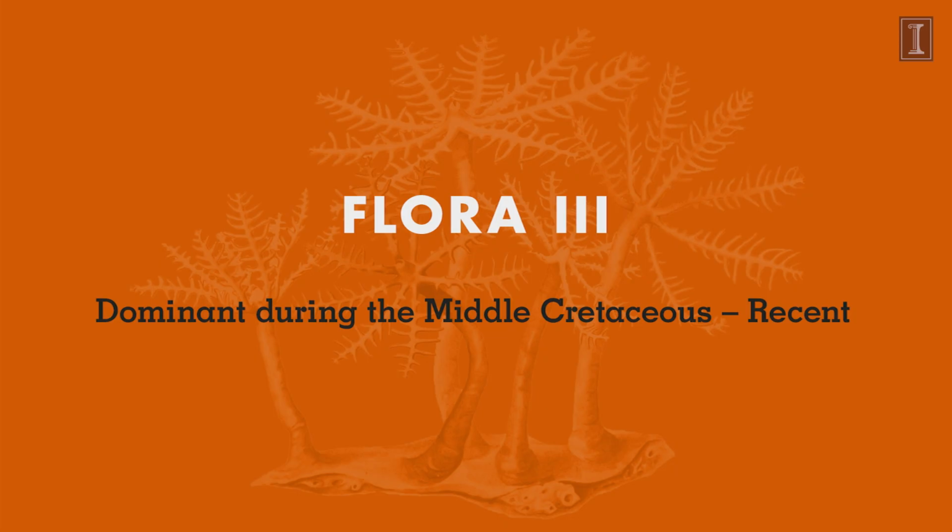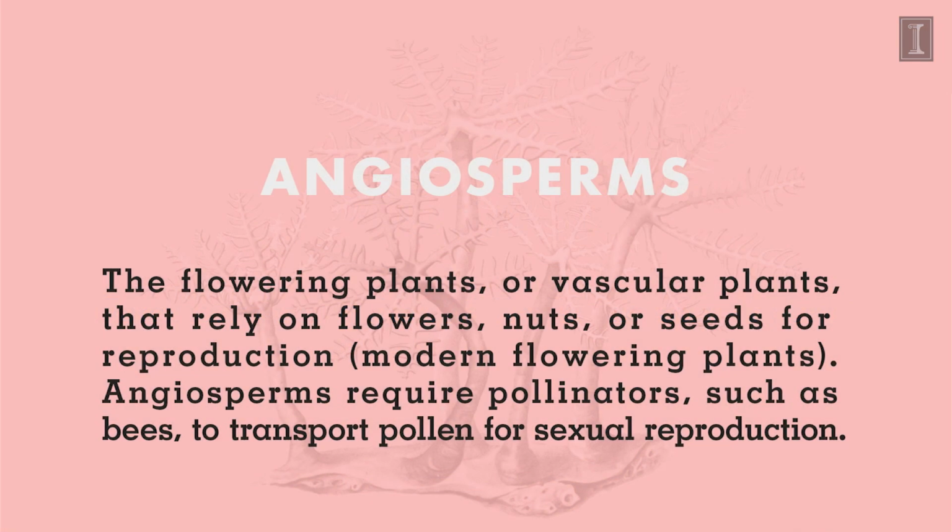The third group of Earth's tracheophytes is Flora 3, and this time period is from the mid-Cretaceous to the recent, and these were dominated by angiosperms. These are flowering plants or seed plants, and that means there's the presence of a flower, a nut, or a seed. So angiosperms dominated Earth's flora from the mid-Cretaceous on.